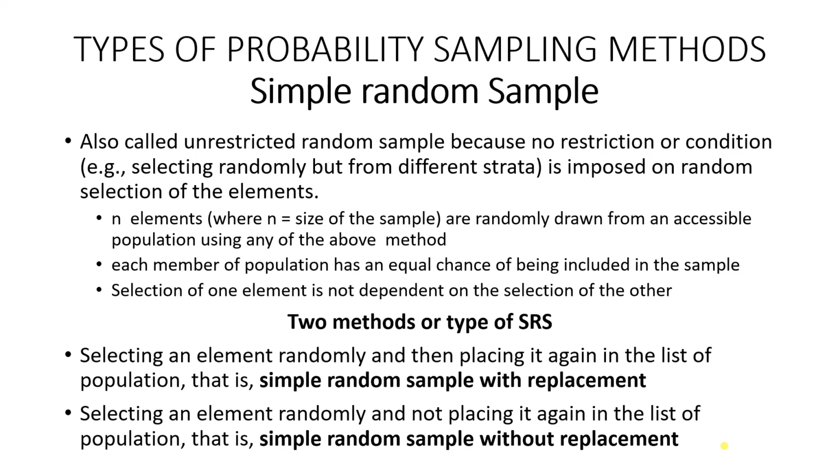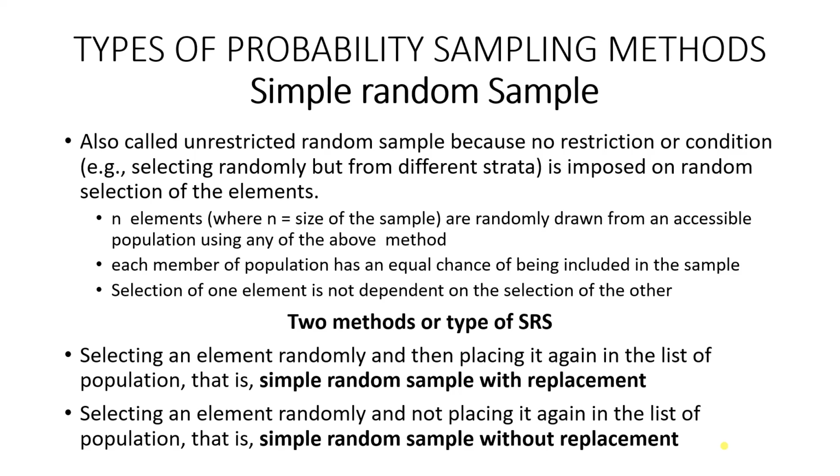This is just repetition, but I will repeat it. Of the two methods, one is selecting an element randomly and then placing it again in the list of population. This is called simple random sample with replacement. We are replacing the unit. And another is selecting an element randomly and not placing it again in the list of population. That is called simple random sample without replacement.